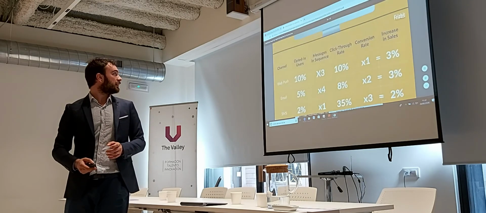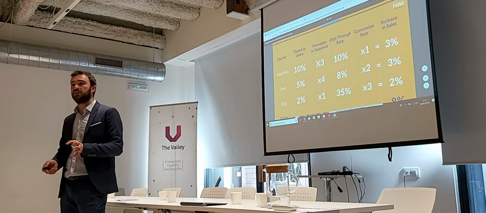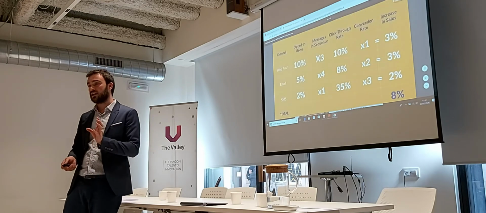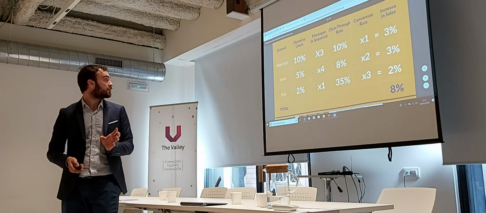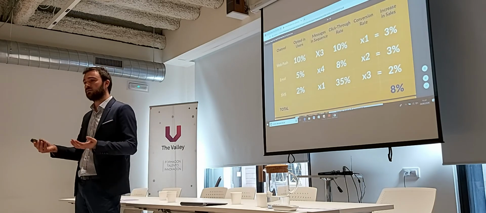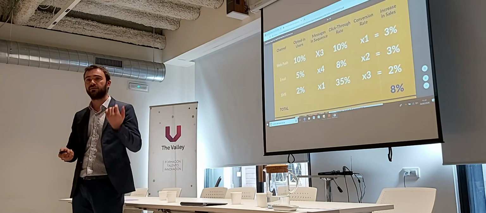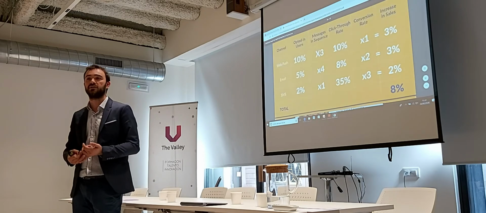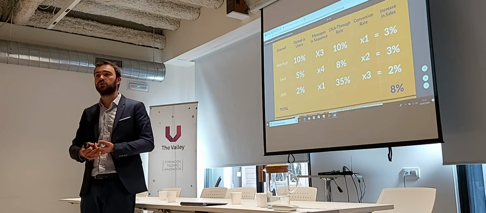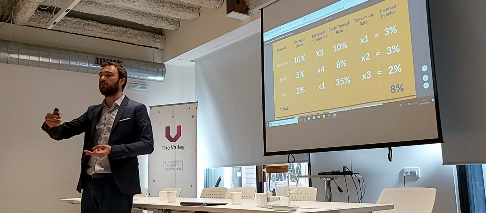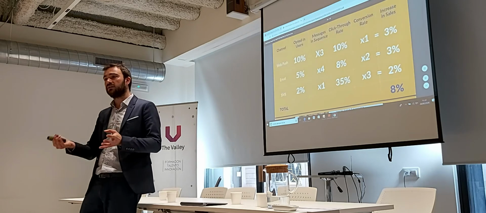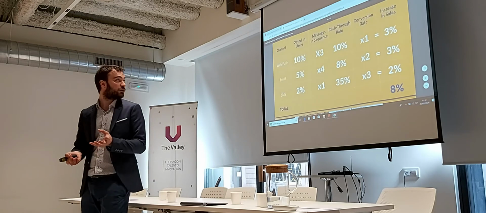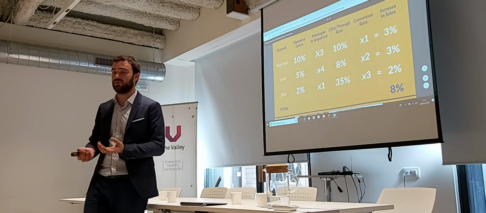So this is like a table showing how you can really achieve an 8% increase in sales. This is basically simple maths. For different channels there are different opt-in rates. Then you can put different numbers of messages in the sequences. Then in each channel there is on average a different click-through rate and a different conversion rate.